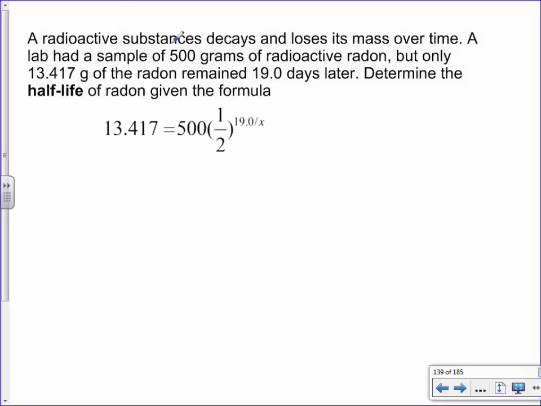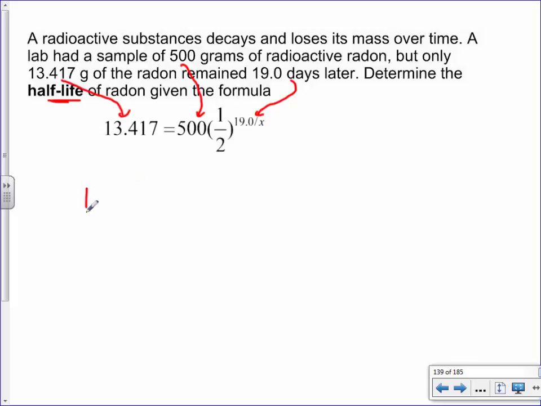It says there's a radioactive substance that decays and loses its mass over time. A lab had a 500-gram sample. That's where that number came from. And it said that only 3.419 grams remained after 19 days. Determine the half-life given this formula. Essentially, we have to solve for x. So let me show you some ways you could do this.